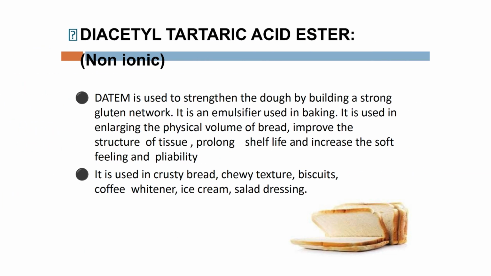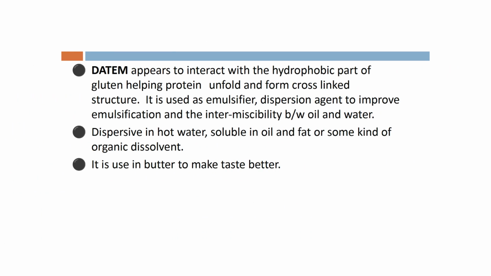Now let's examine another specific emulsifier, diacetyl tartaric acid ester or DATEM. DATEM is a non-ionic emulsifier. It's used to strengthen dough by building a strong gluten network, which is why it's very common in baking. It helps enlarge the physical volume of bread, improve the structure of its tissue, prolong shelf life, and increase softness and pliability. You'll find it in crusty bread, products with a chewy texture, biscuits, coffee whiteners, ice cream, and salad dressings.